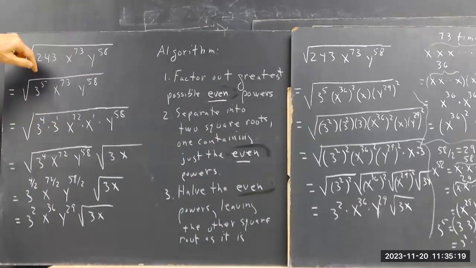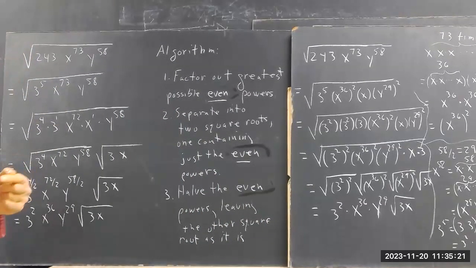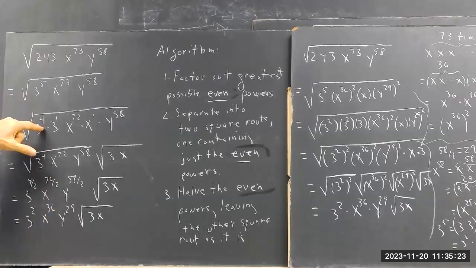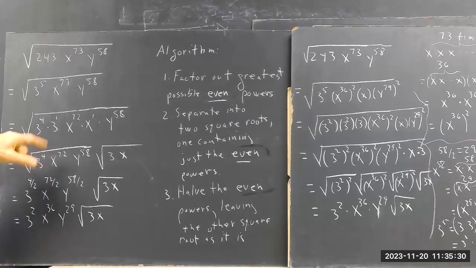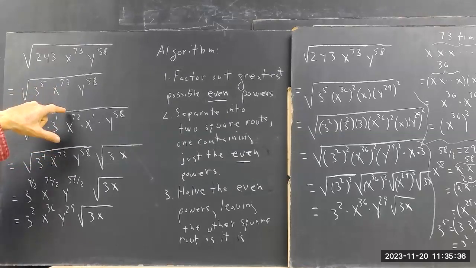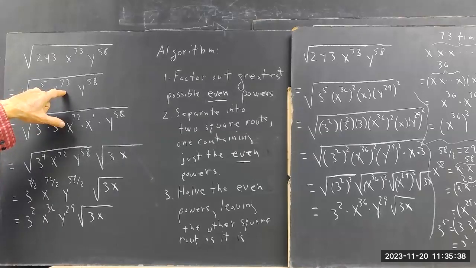So again, take out the greatest possible even power of 3 to the 5th. 4 is the biggest even number less than 5. That's what I was going to look at. Biggest even number less than this one goes here, and whatever's left over goes here. Here, biggest even number is 72.